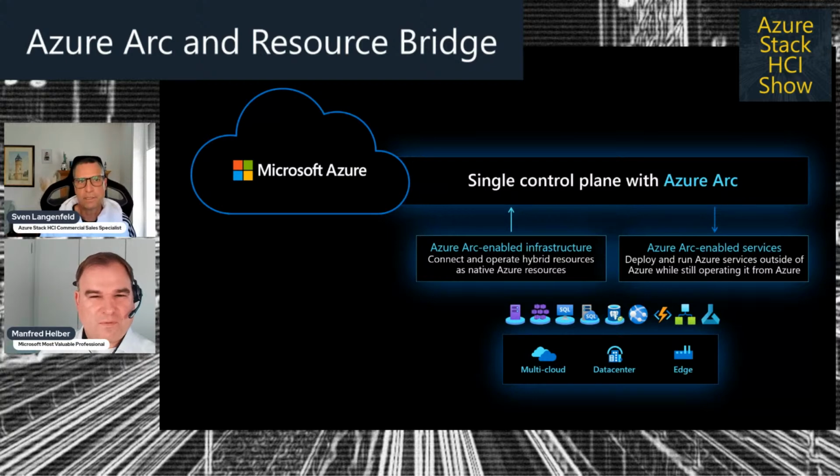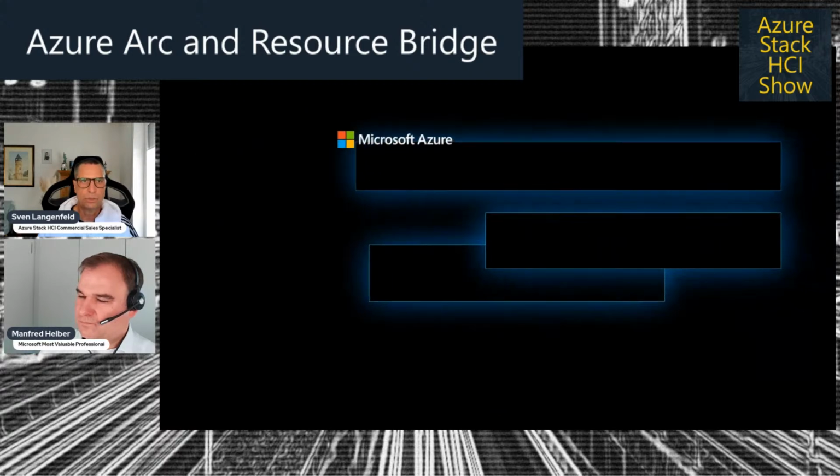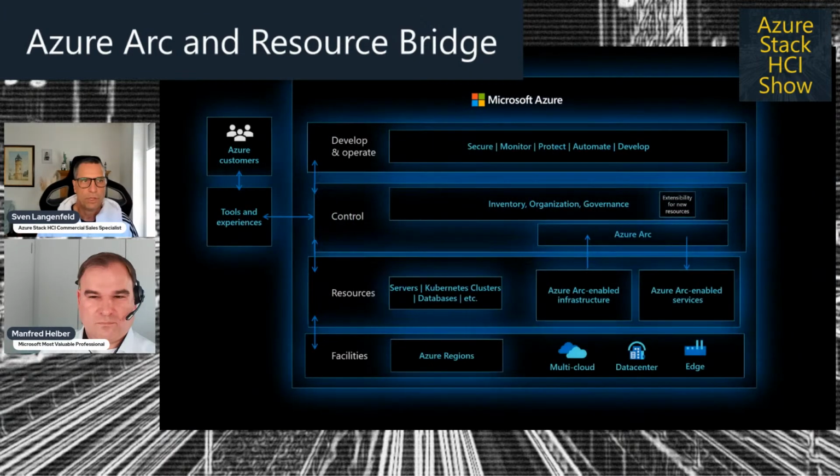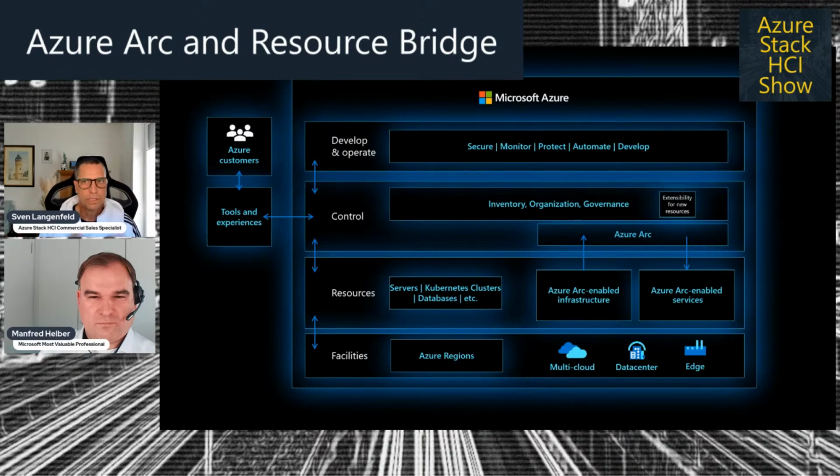And on the other side, you have the Azure Arc enabled services. These are services Microsoft is offering for Azure customers. And with the Azure Arc enabled services, you are able to bring these services to your on-premises, so into your edge or into the public cloud outside of Azure. So in this slide, you can see more or less how it works.